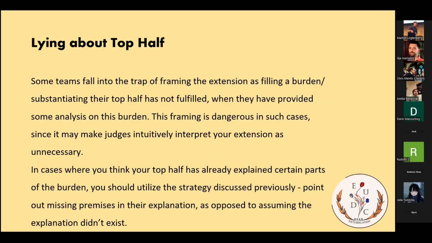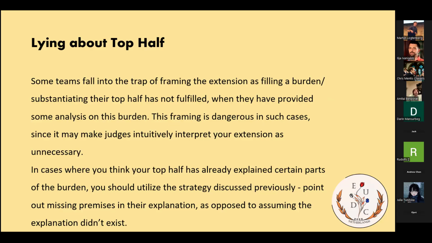So this is a very common trap where some teams, usually because of fright, fall into the trap of framing an extension as filling a burden or substantiating something that their top half has not fulfilled, even though their top half has said some things on this burden. So this could either be a tracking issue, or a wanting to gaslight because you don't really know how to do the framing yourself issue.